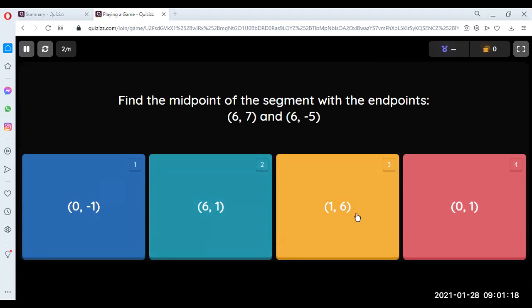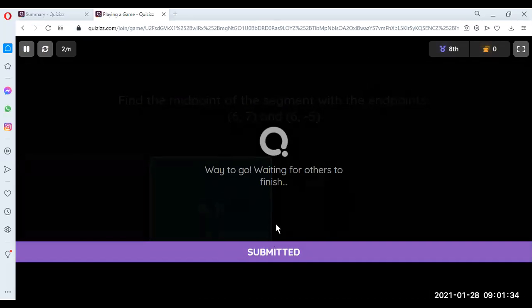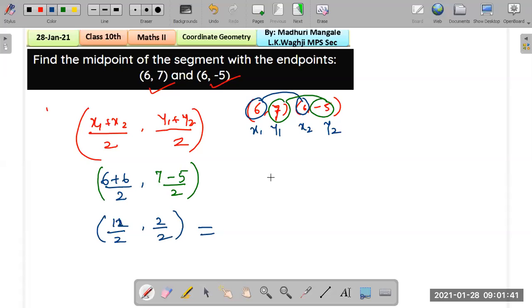You can see the choices over here. Go to the quiz page, and you should be able to see these options. Click the correct one, and if you click on the correct one, it will say submitted and waiting for others to finish. Okay, 5 more seconds and I'll end the question. We are working on it parallelly. So 12 divided by 2, what would you get, and 2 divided by 2, what would you get?